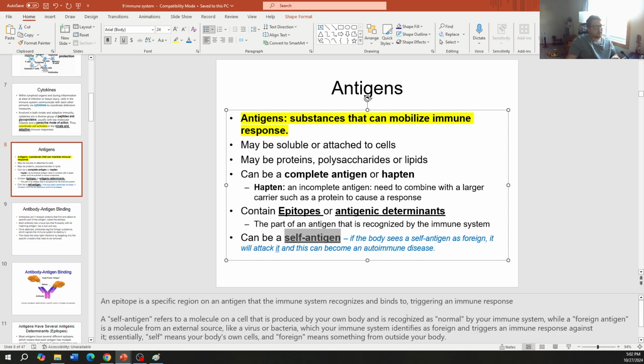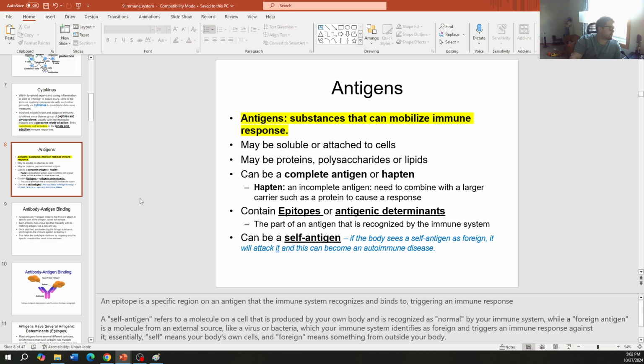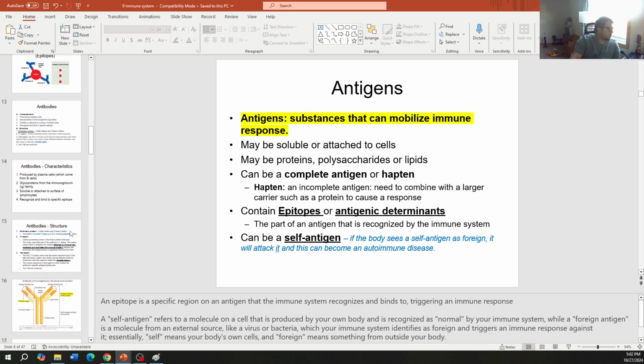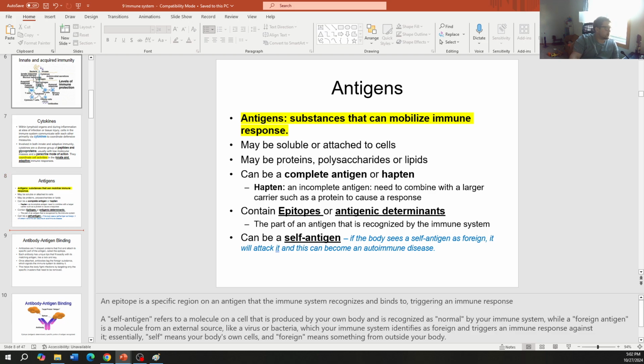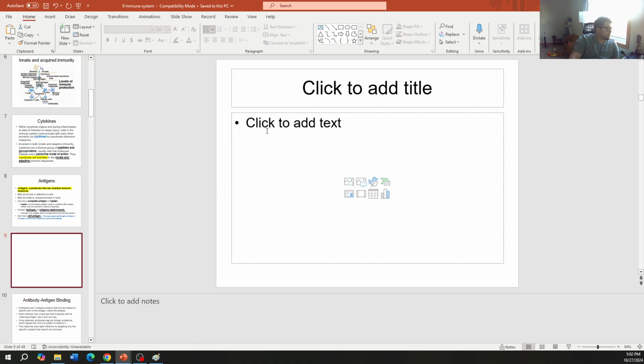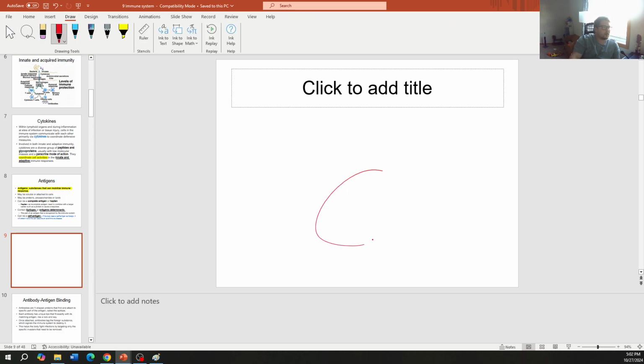Okay? So self-antigens are found on our normal cells. I believe I mentioned this already in the previous video. We talked about our red blood cells and how part of our blood typing is that we have these specialized proteins on our blood cells which determine if we have A blood type, B blood type, AB blood type, or O blood type.